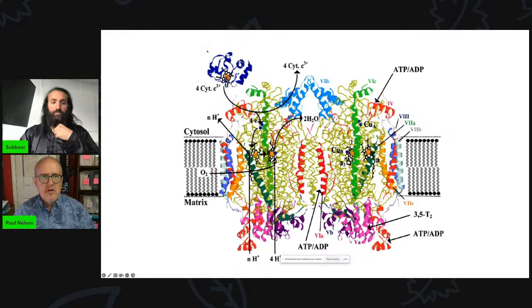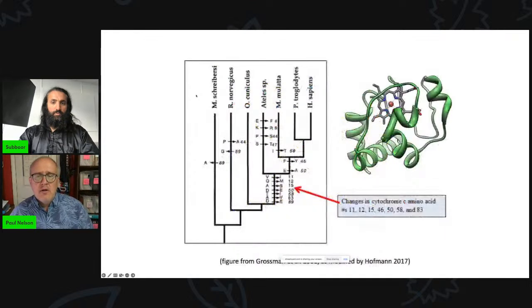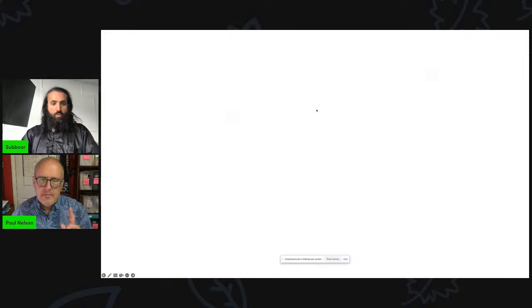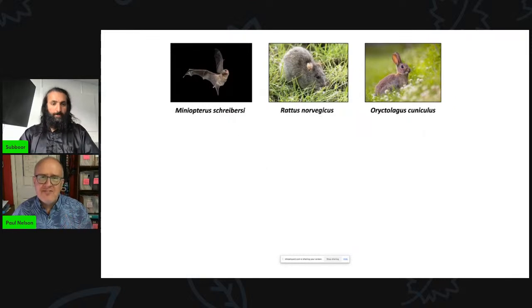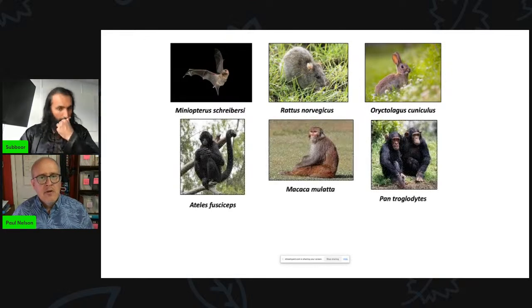Here it is, hustling along, doing its job. Now, think about what's represented here. These are 7 mammalian species. Mammalian. We've got bats, rabbits, 3 types of primate.